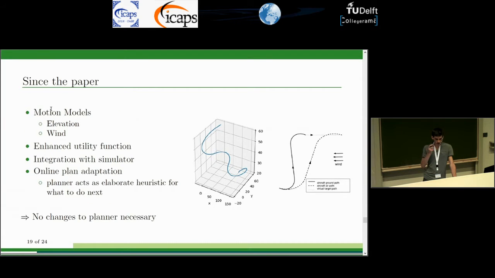And since the paper, there's been quite some extension, mainly on modeling. We've added motion models to take into account elevation, to take into account wind, and enhanced utility functions. It's been integrated with a simulator, and there are some real tests that are planned for this summer, I think. And we also do online plan adaptation, so we constantly feed the algorithm with the new fire map. And essentially the planner now acts just as a complex heuristic to check what is the next maneuver to do, but it always has a long-term view of what you're doing.